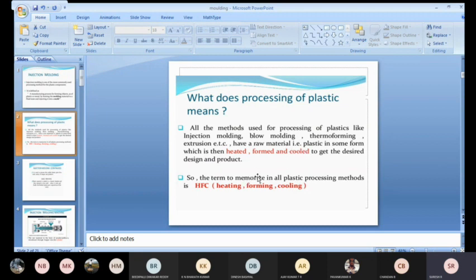Okay, so the term to memorize all the plastic processing methods is HFC: heating, forming, and cooling. These are the three important things in all the plastic processing processes.